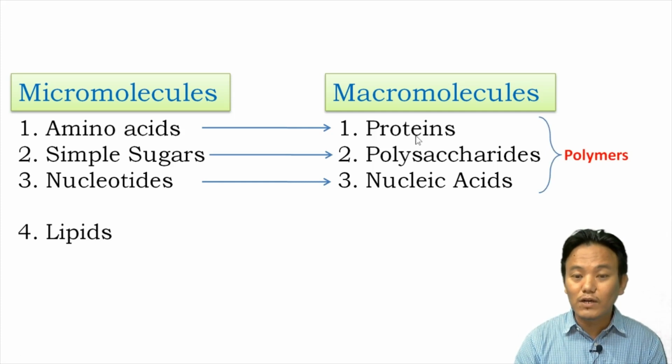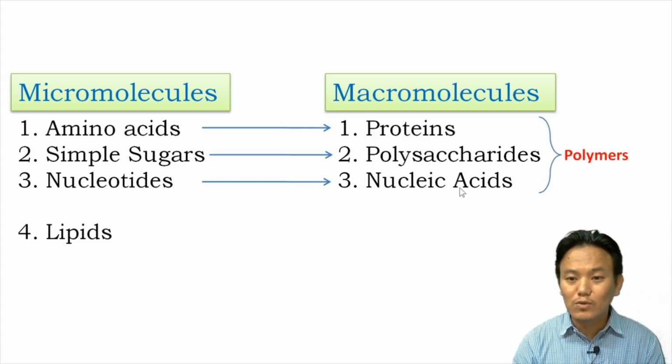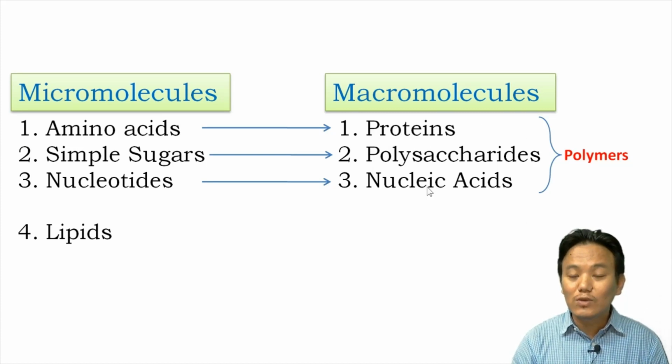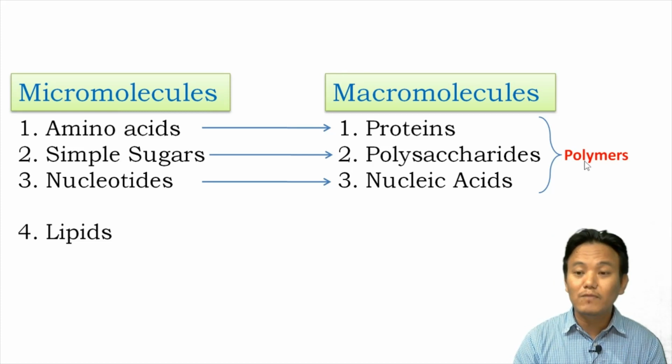If you look over here, the proteins, polysaccharides, and nucleic acids are all macromolecules. So they have a molecular weight more than 1000 daltons. They can go up to 10,000 daltons as well, right? So they are pretty large biomolecules. Now, proteins, polysaccharides, nucleic acids are all polymers. What do we mean by polymers? Polymers are long chains of molecules made up of repeating units.